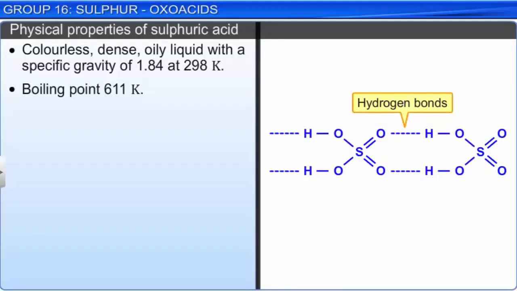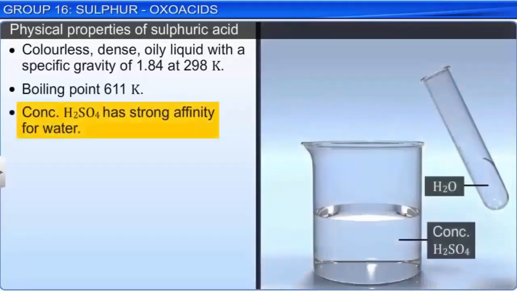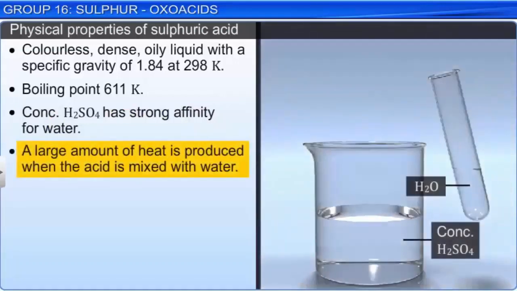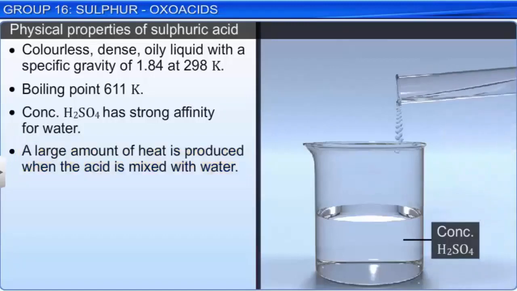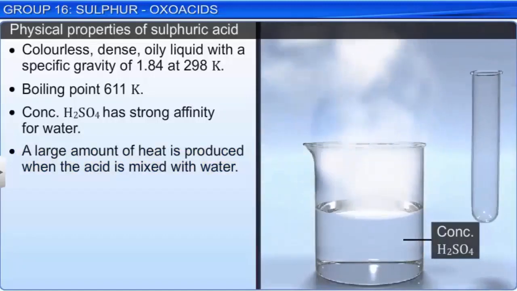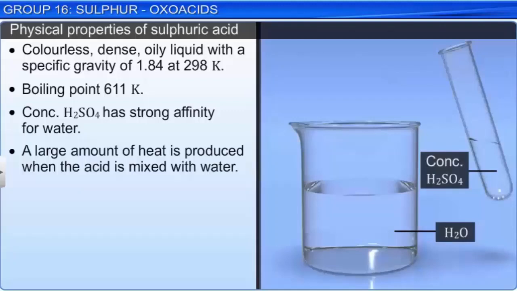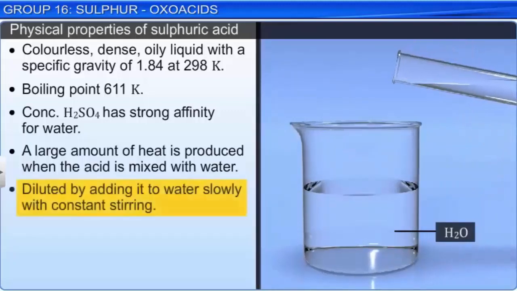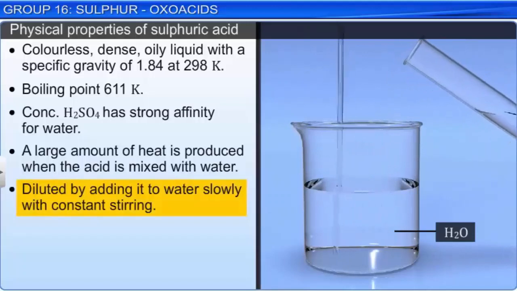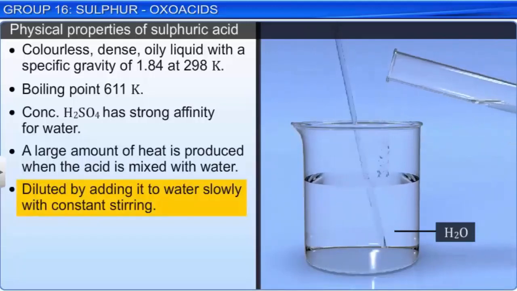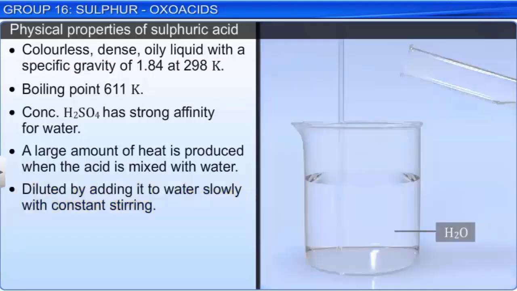Concentrated sulfuric acid has a strong affinity for water. A large amount of heat is produced when the acid is mixed with water. The temperature may rise to as high as 393 Kelvin. Hence, the acid is always diluted by adding it to water slowly with constant stirring. Remember, never add water to sulfuric acid.